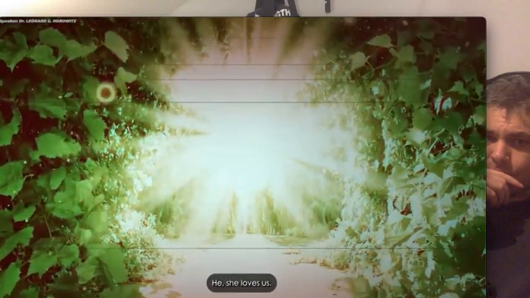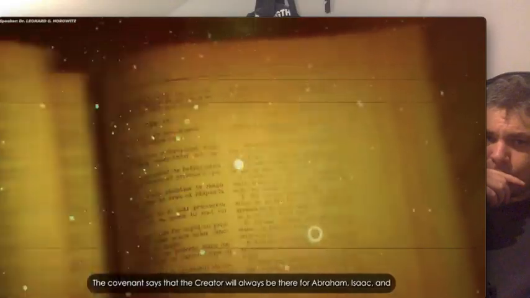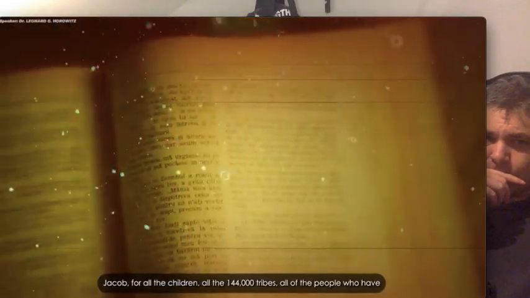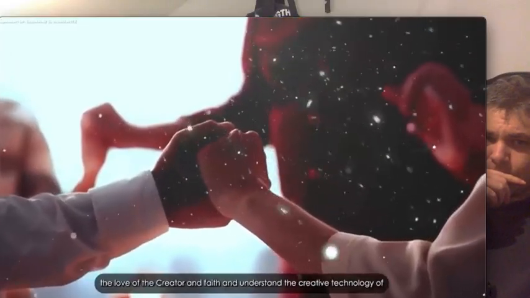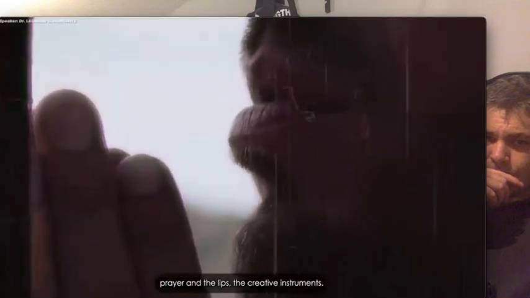So these are the electromagnetic frequencies of creation that the Creator has blessed us because He loves us. He, she loves us. And there's a covenant, there's a contract. The covenant says that the Creator will always be there for Abraham, Isaac, and Jacob, for all the children, all the 144,000 tribes, all of the people who have the love of the Creator and faith and understand the creative technology of prayer and the lips, the labiatum, the creative instruments.